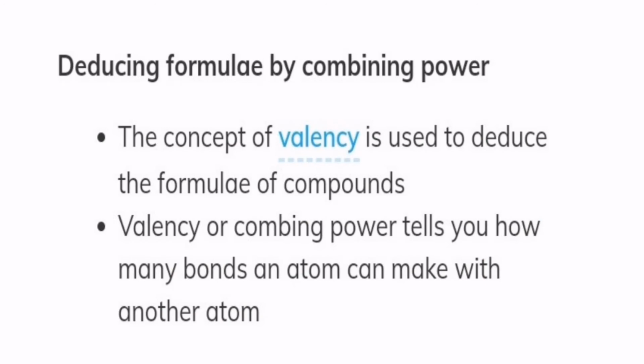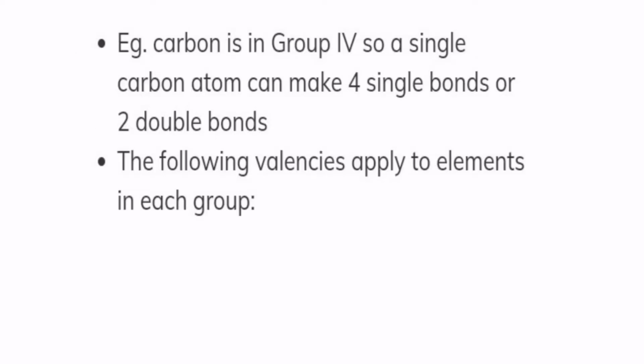Okay. So deducing a formula by combining powers. The concept of valency is used to deduce the formula of a compound. We use this concept of valency of atoms to deduce the formula of a compound. Valency or combining power tells you how many bonds an atom can make with another atom. So let's look at some examples.